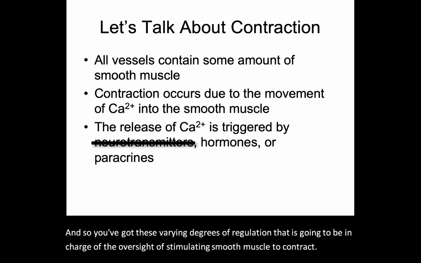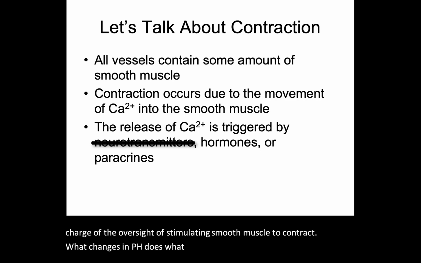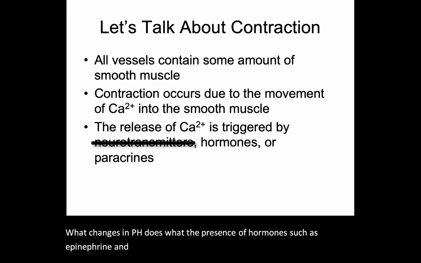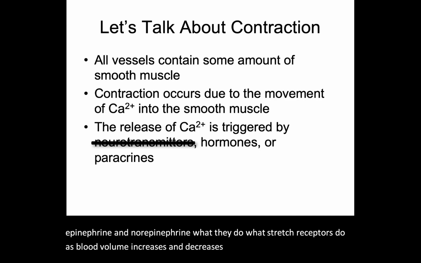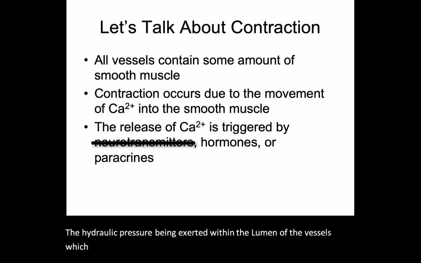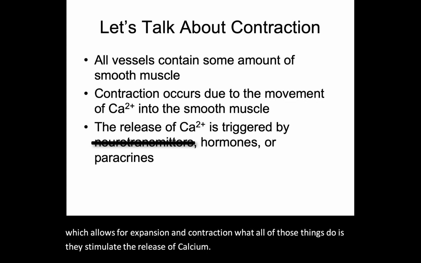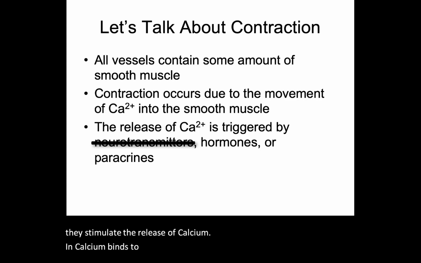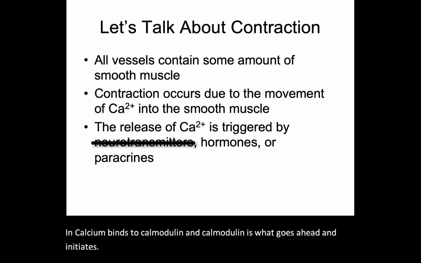What changes in pH do, what the presence of hormones such as epinephrine and norepinephrine do, what stretch receptors do as blood volume increases and decreases, and the hydraulic pressure being exerted within the lumen of the vessels, which allows for expansion and contraction. What all of those things do is they stimulate the release of calcium, and calcium binds to calmodulin, and calmodulin is what initiates contraction.